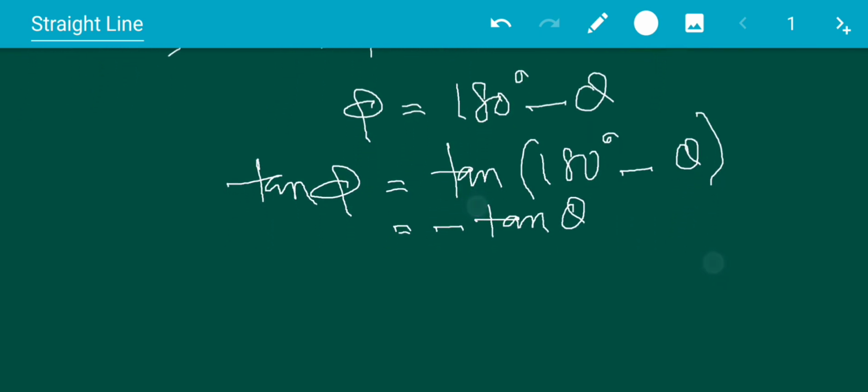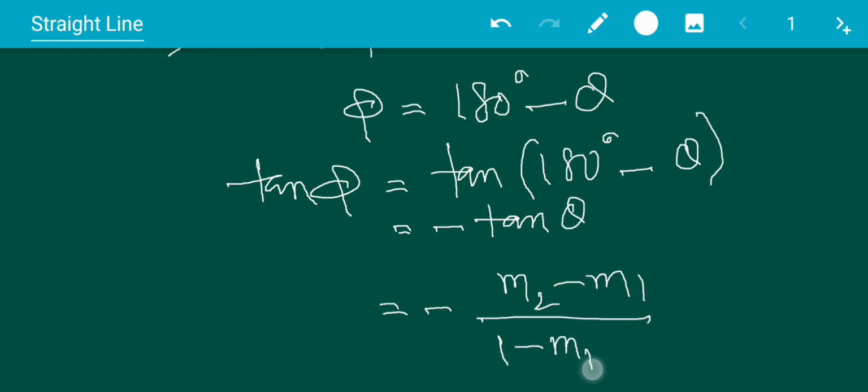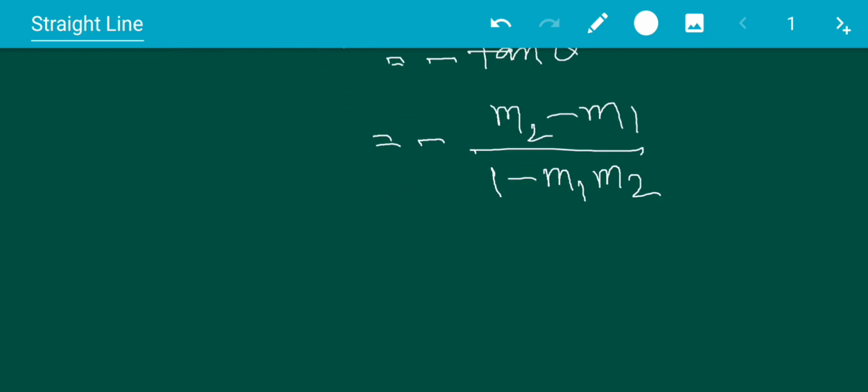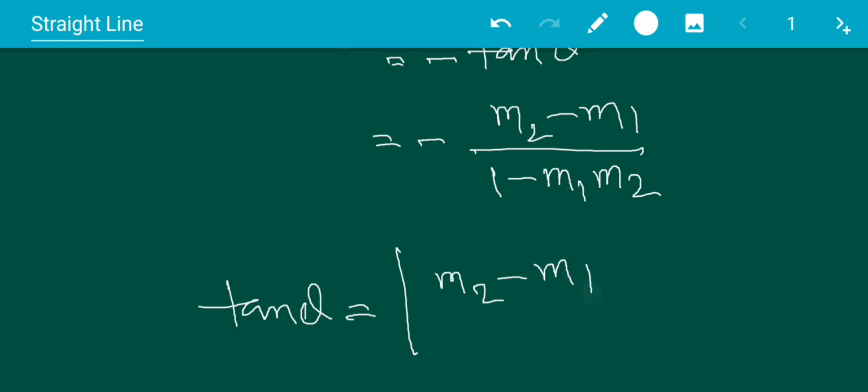So tan phi is equal to minus of m2 minus m1 whole divided by 1 plus m1 m2. So in general, if we are talking about the acute angle, using these two I can write tan theta is the modulus of m2 minus m1 whole divided by 1 plus m1 m2. Finding the modulus of this value can easily give you the angle between two straight lines.